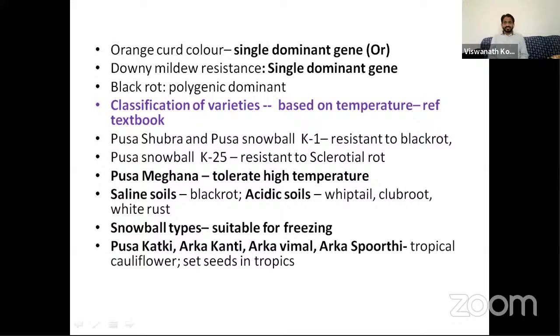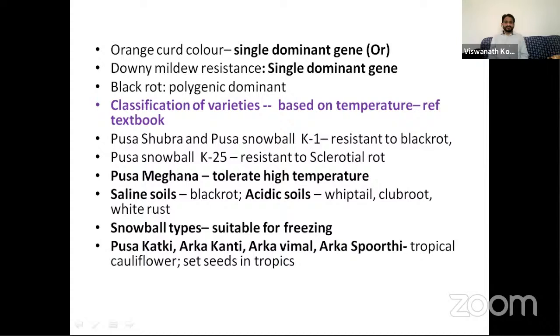The cauliflower varieties are classified into five types: extra early, early, mid early, mid late, and late snowball types. So you refer to any textbook to get the classification of these varieties based on the temperature requirement. And there are some varieties resistant to various diseases.